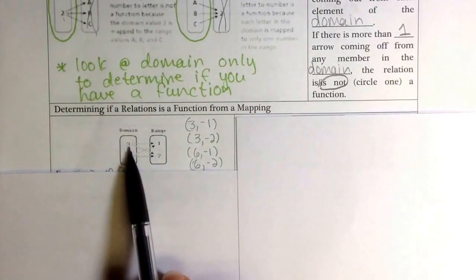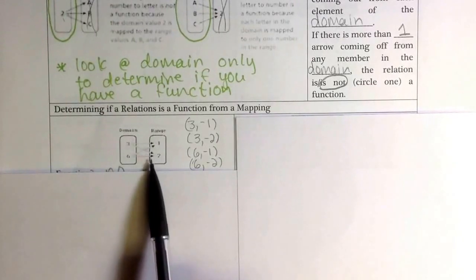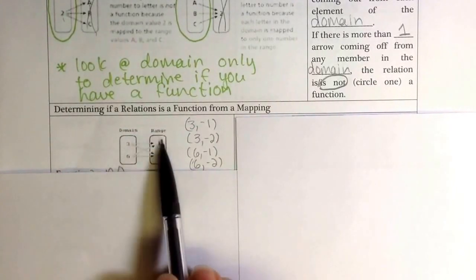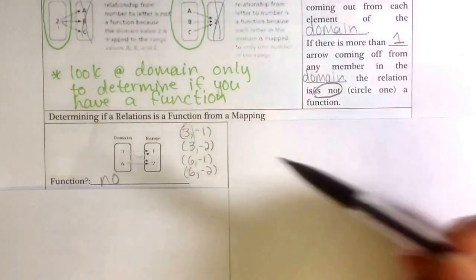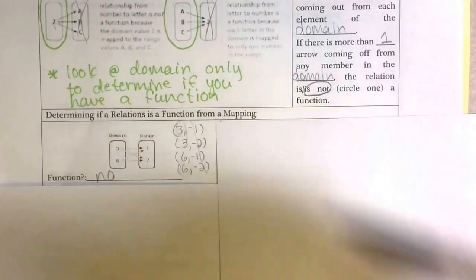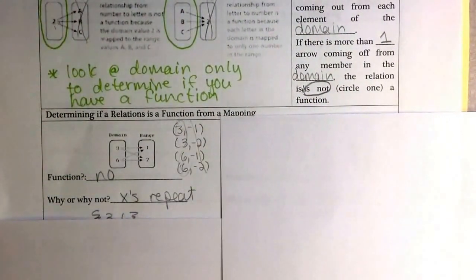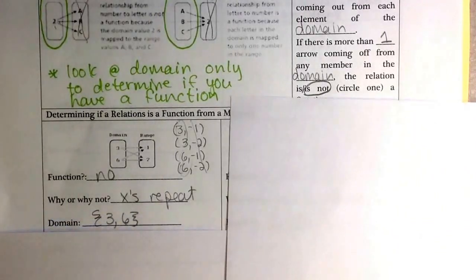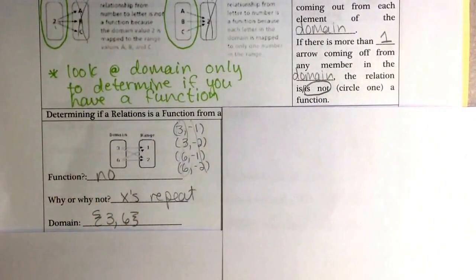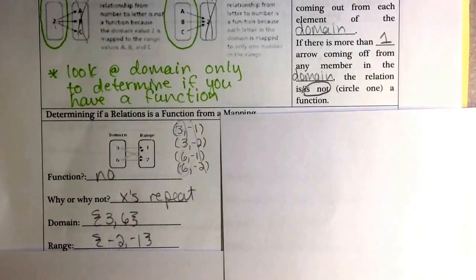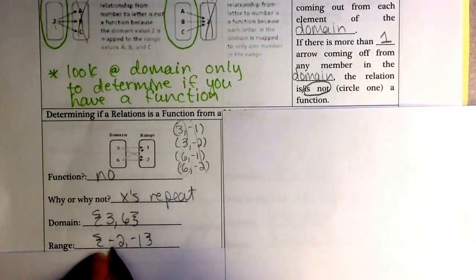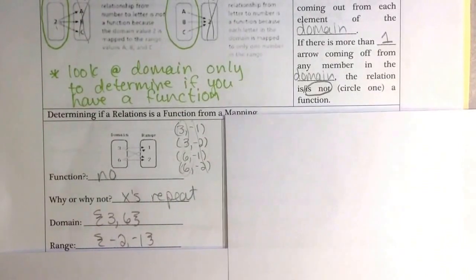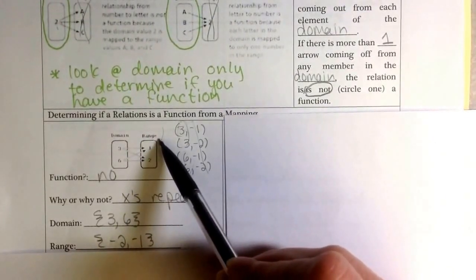Okay, so here, off to the side, I have listed what this mapping represents. We have (3, -1), (3, -2), (6, -1), (6, -2). So this cannot be a function because here we have x's repeating. Don't even worry about those y's. So it is not a function because the x's repeat. Our domain would just be 3 and 6, and our range would be -2, -1, because we want to list them in order from least to greatest. And usually you should do that also in the domain.